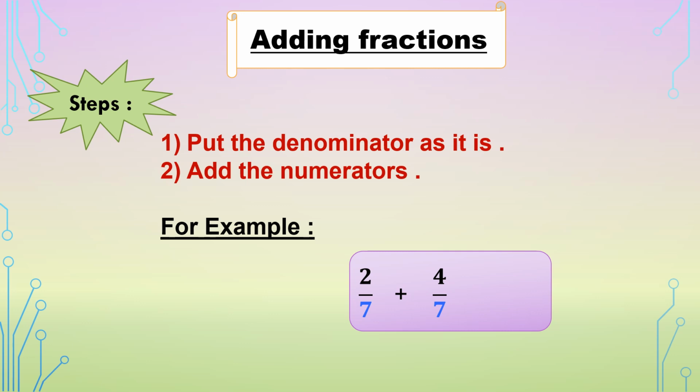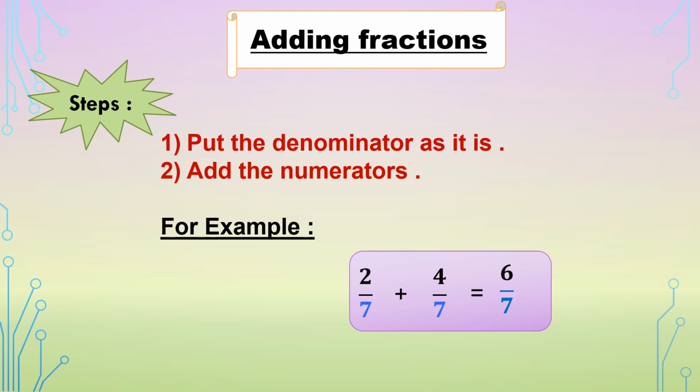We wanted to make addition operation here. What shall we do? What do you observe here? Look at the denominators. The denominators here are same. So, put the denominator as it is, 7, not a change. And add the numerators together. 2 plus 4 equals 6. So the result will be 6 over 7.